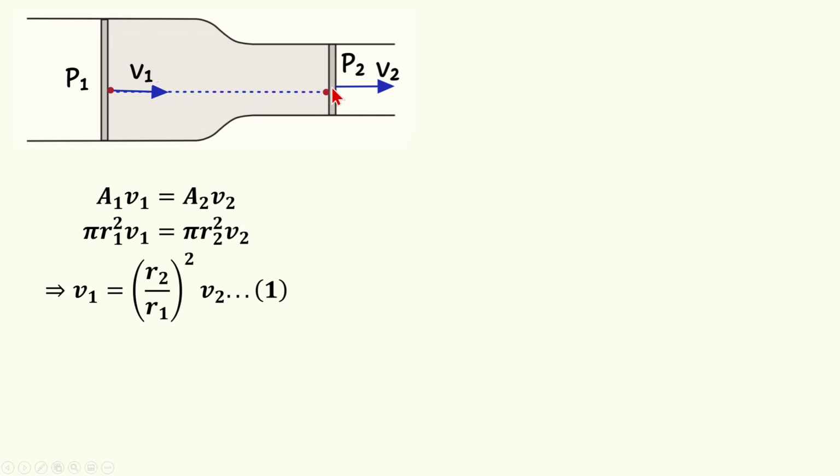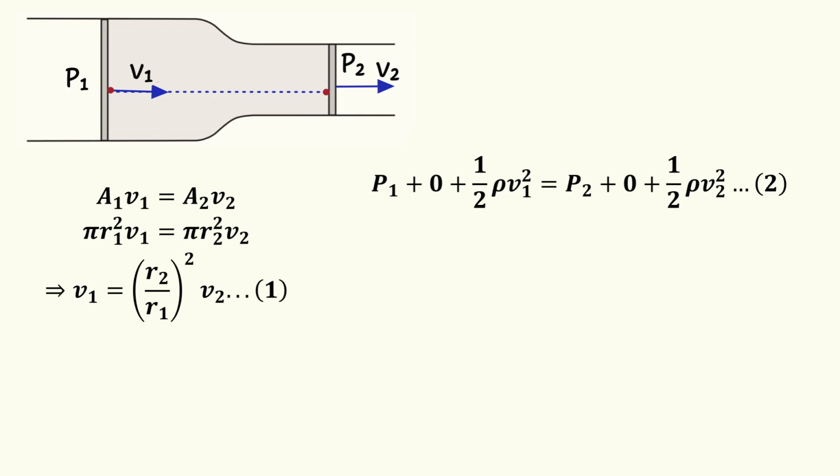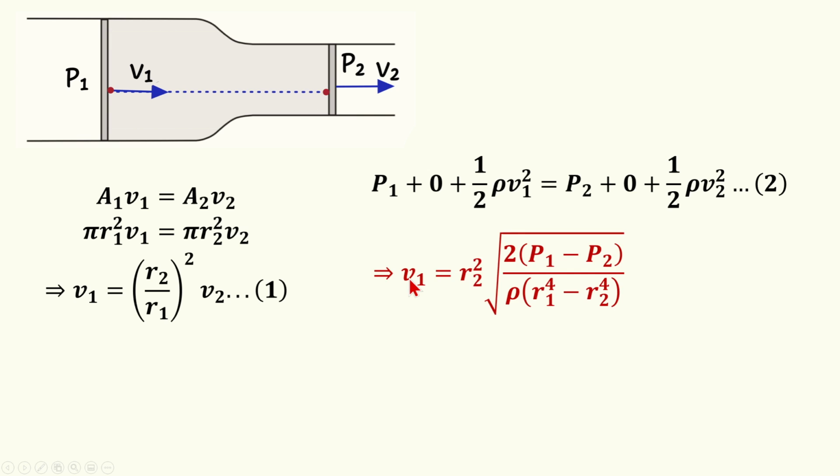Similarly, we can say that pressure of the fluid just to the left of this right piston will also be equal to P2. So let's select these 2 points that are on the same horizontal line and apply the Bernoulli's principle, right? So applying Bernoulli's principle between these two red points here, we are getting this relationship, equation number 2, and using equation number 1 and equation number 2, we can solve for values of v1 and v2.